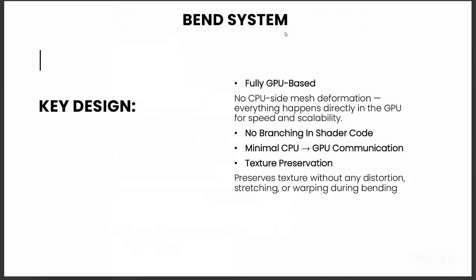Now I'll explain some key design choices behind the bending system that allow it to bend many objects without lowering the frame rate of the game. The mesh deformation is fully handled on the GPU side. The CPU doesn't modify the mesh, it only sends simple animation data like time, position, and direction. The shader code doesn't use any branching, loops, or conditions. Everything is done using mathematical functions, which helps to keep it fast and smooth on all devices.